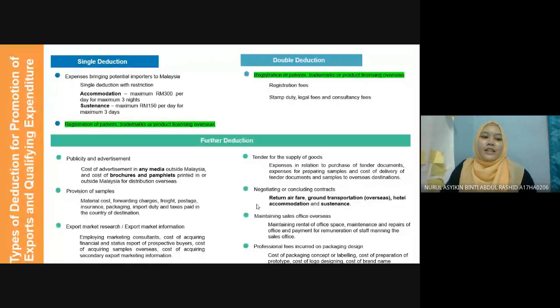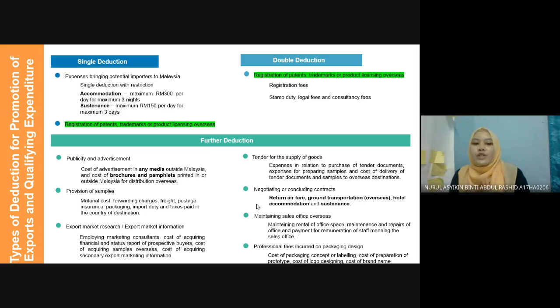Next is type of deduction from promotion of export and qualifying expenditure. There are three types of deduction: single deduction, double deduction, and further deduction. For the single deduction, there are expenses bringing potential importers to Malaysia, and this is a single deduction with restriction, which is for expenses incurred on accommodation, maximum 300 per day for maximum 3 nights, and sustenance is maximum 150 ringgit per day for maximum 3 days.